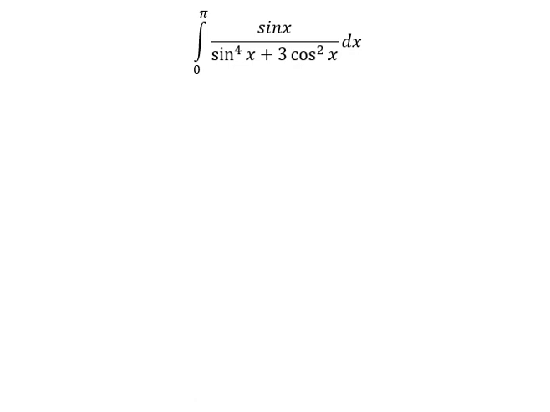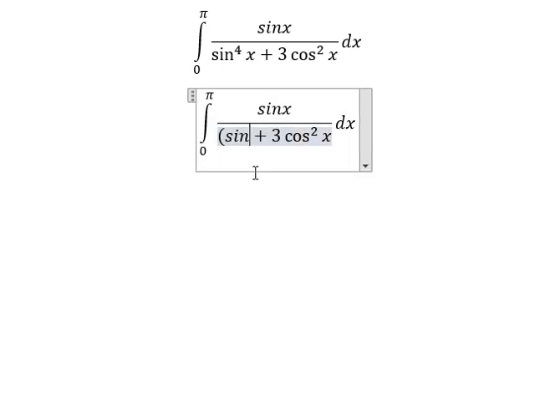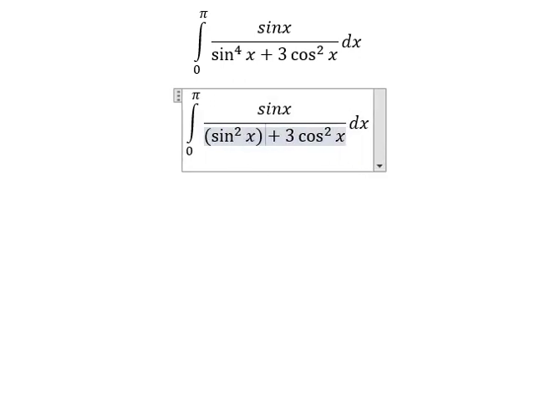So today I want to talk about integration. About this one, we can put sin x square, everything to the power of 2.